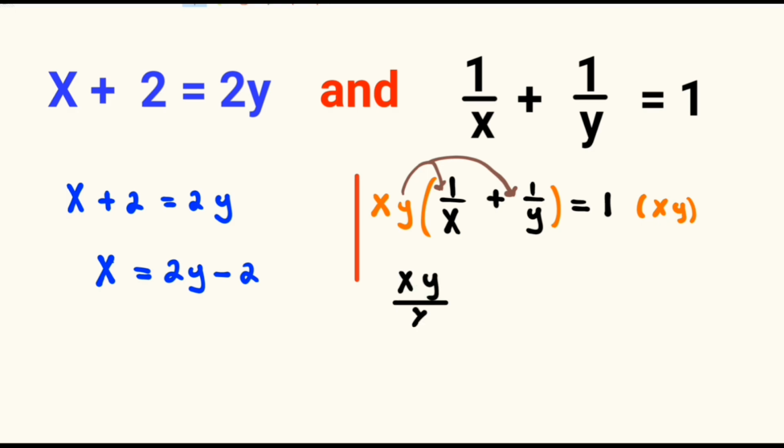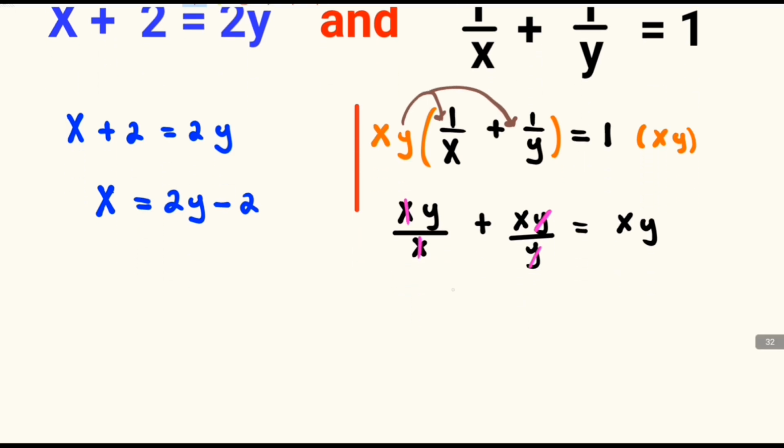this is divided by x, plus the xy multiplied by 1, which is equal to xy, and we divide through by y, and 1 multiplied by xy will be equal to xy, and the y will cancel out, and the x will cancel, and we'll be left with y plus x is equal to xy.